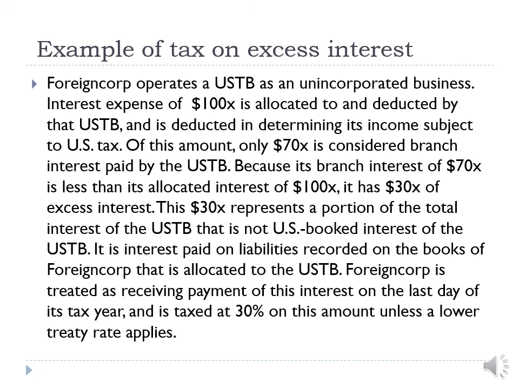of excess interest. This $30 represents a portion of the total interest of the U.S. trade or business that is not U.S. booked interest of the U.S. trade or business. It is interest paid on liabilities recorded on the books of Foreign Corp that is allocated to the U.S. trade or business. Foreign Corp is treated as receiving payment of this interest on the last day of the tax year and is taxed at 30% on this amount unless a lower treaty rate applies.